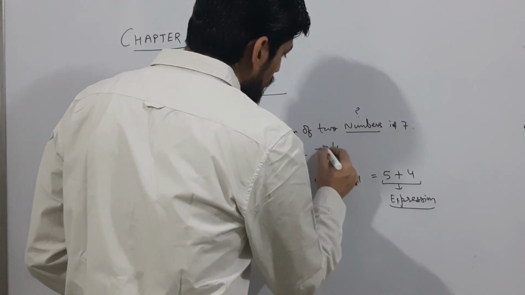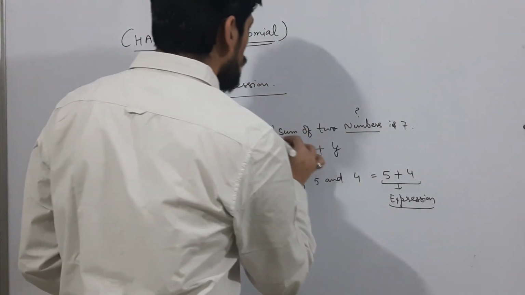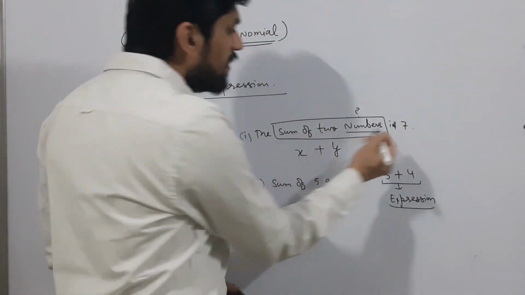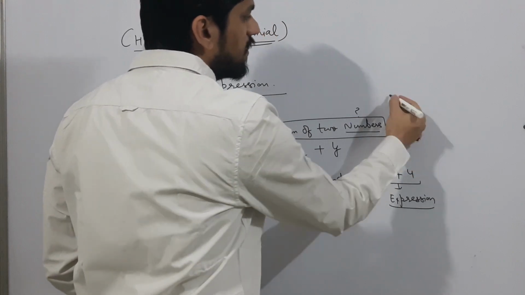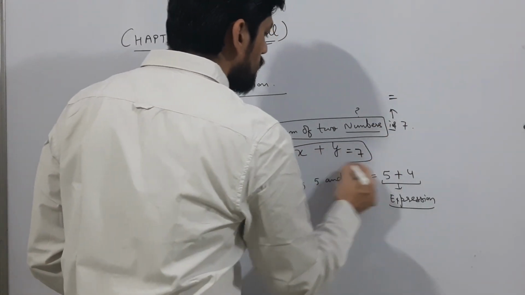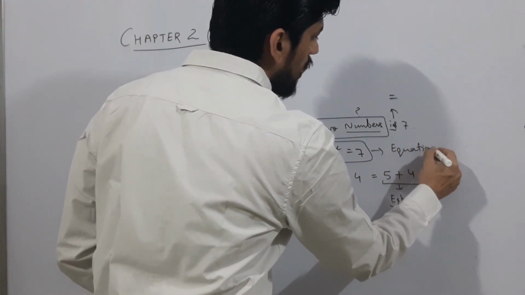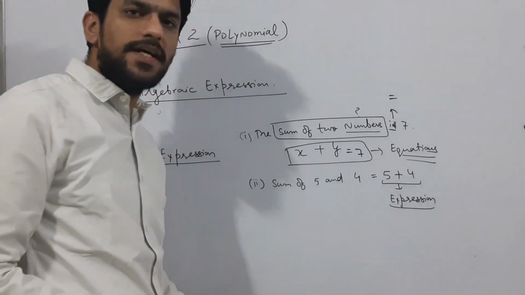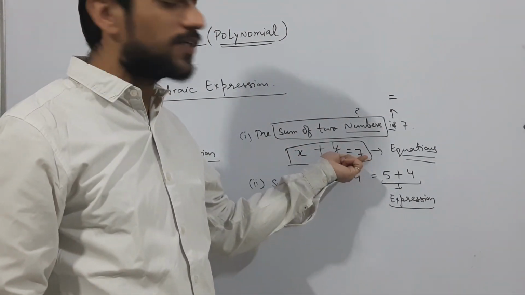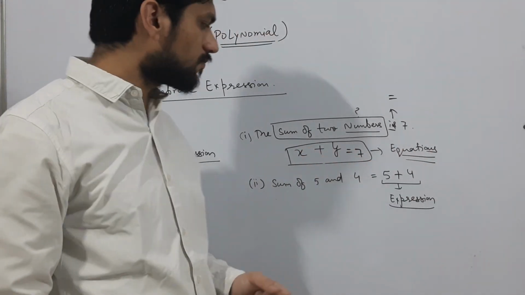So sum means the addition. So x plus y means the sum of two numbers. So the sum of two numbers is an expression, which is this expression x plus y. Is means what? It represents an equality sign, equals to 7. So now this becomes a mathematical equation. Mathematical equations are formed by equating the expressions. Left hand side is an expression, right hand side is also an expression, and there is an equality sign which shows that this is an equation.